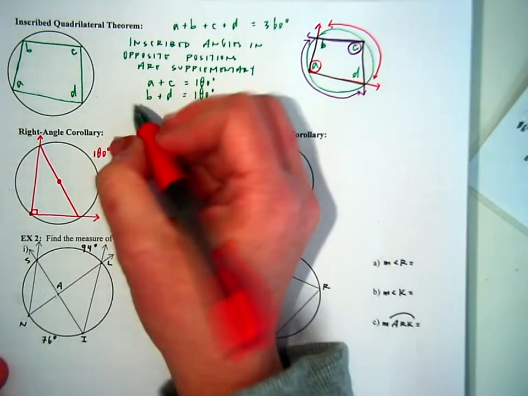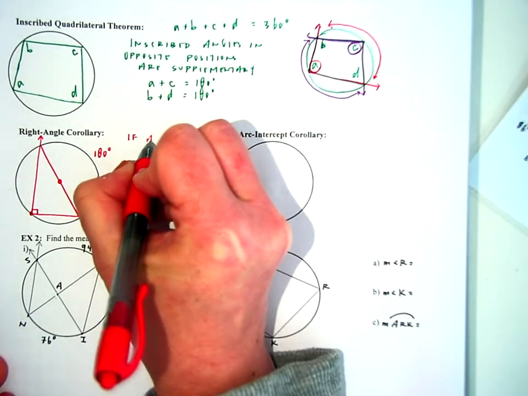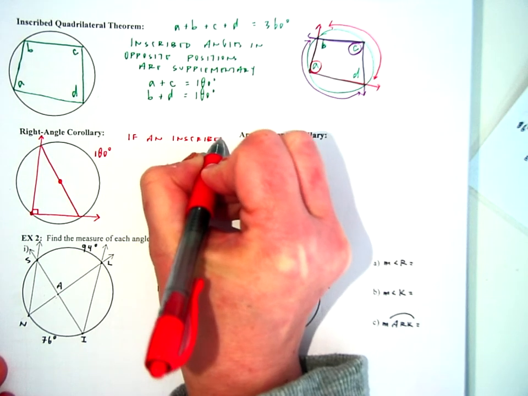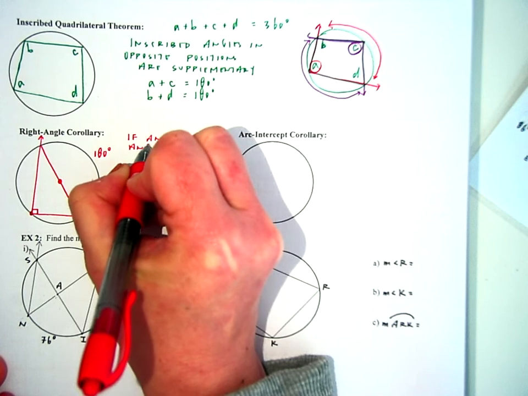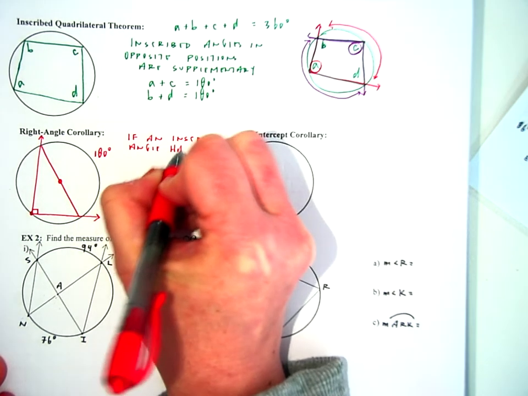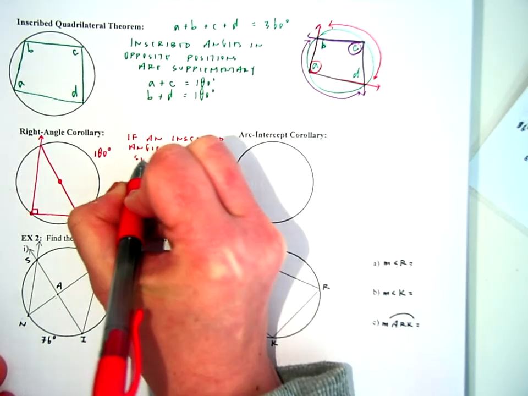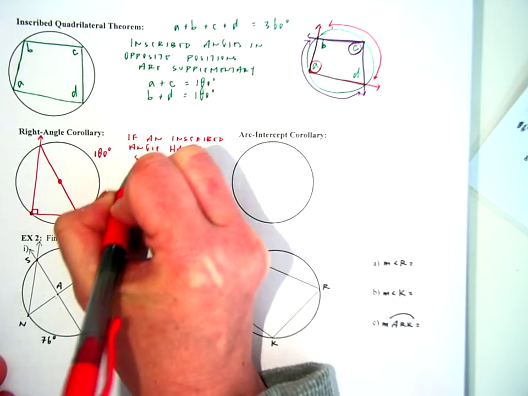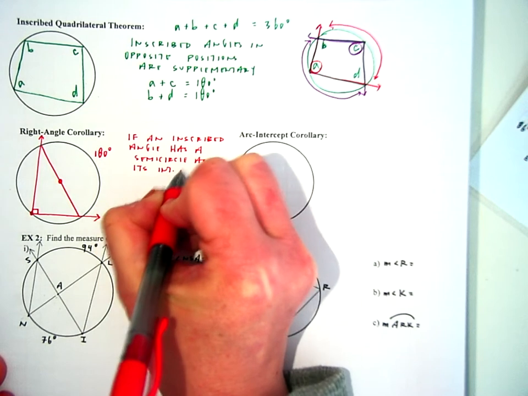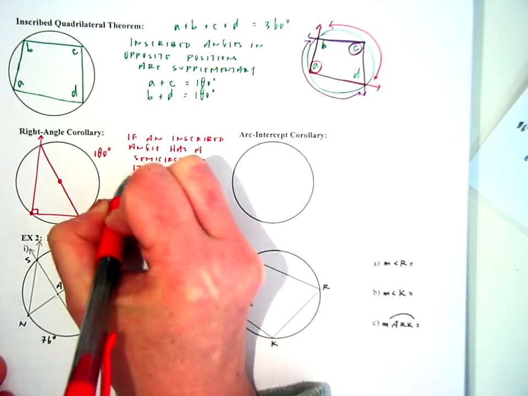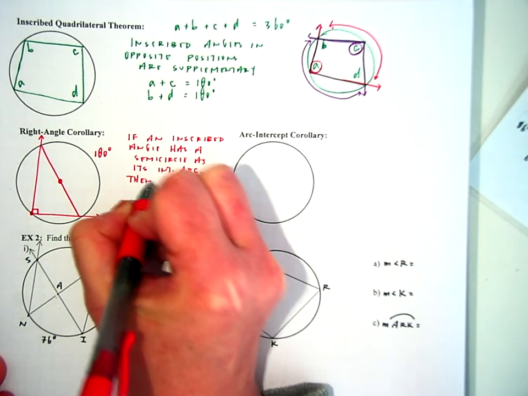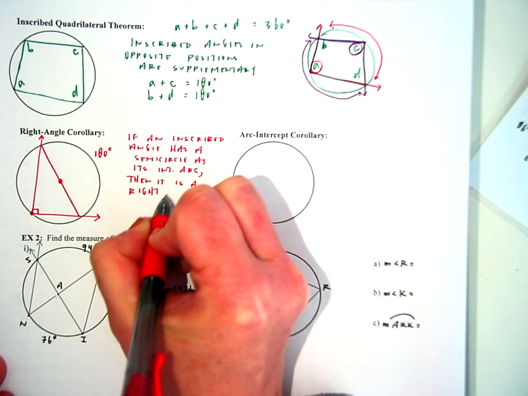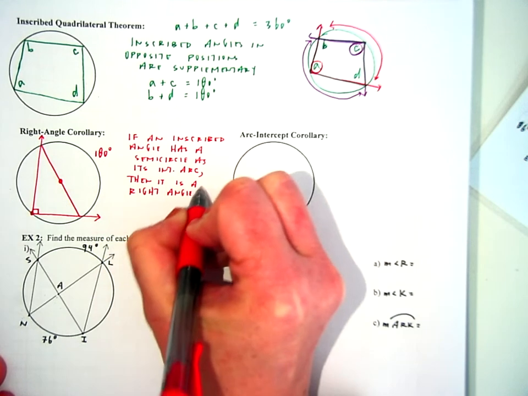So let me summarize that. So if an inscribed angle has a semicircle as its intercepted arc, then it's going to be a right angle. So 90 degrees.